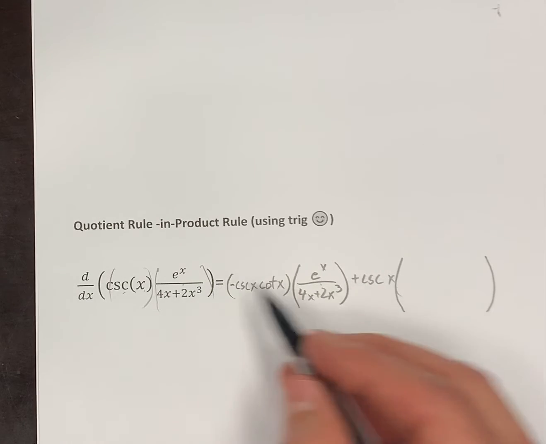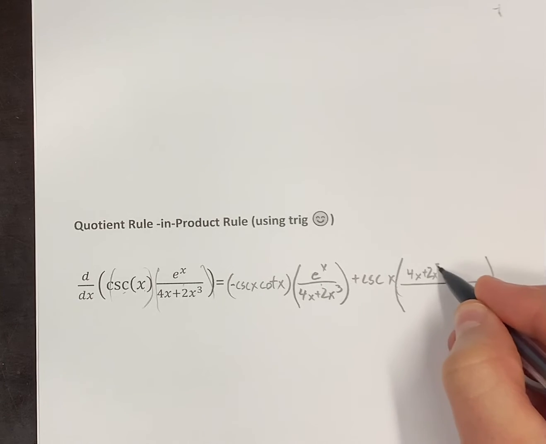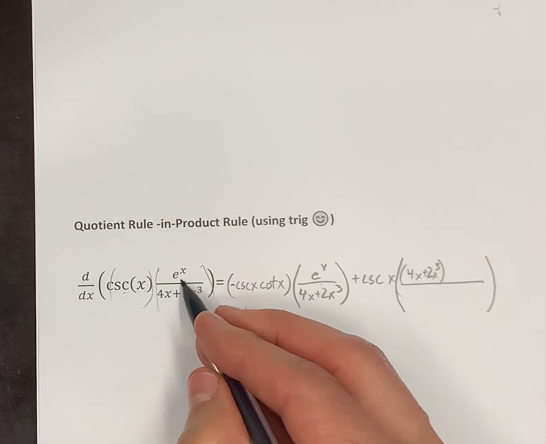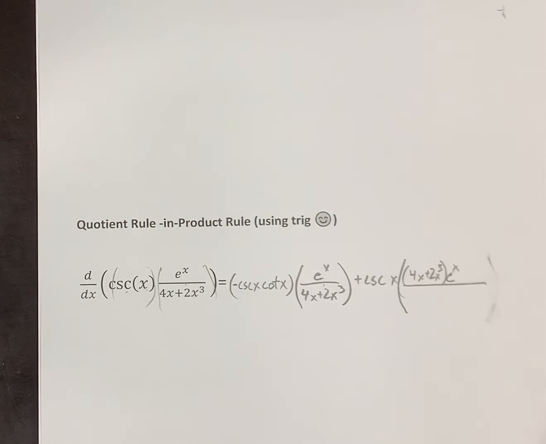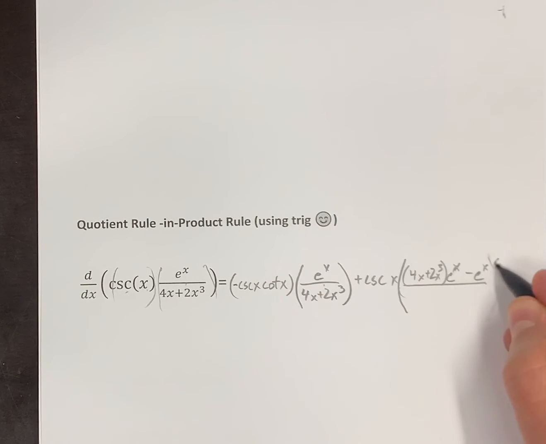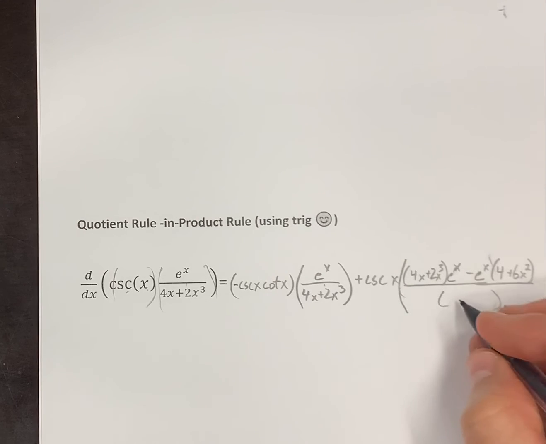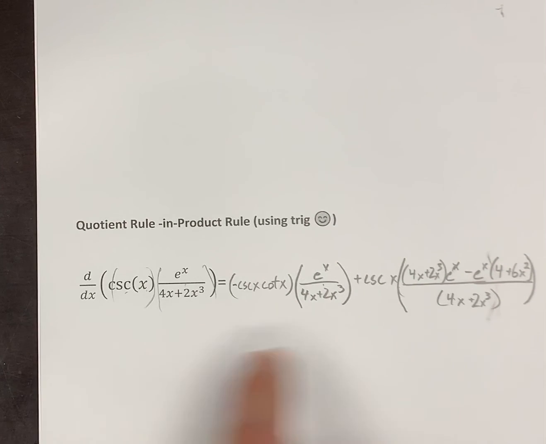Now I'm going to have to use a quotient rule. So low d high, that derivative is easy to take, so I'll just do it in one step. Low d high minus high d low, 4 plus 6x squared, over low squared. Certainly you could simplify both of these, but that gets you to an answer and shows you the process.